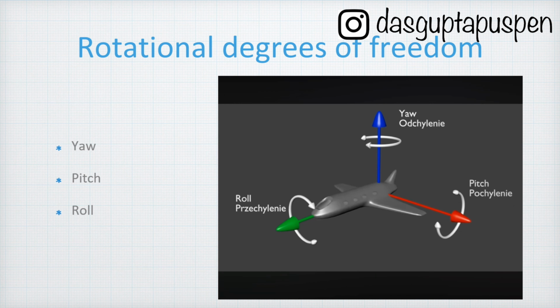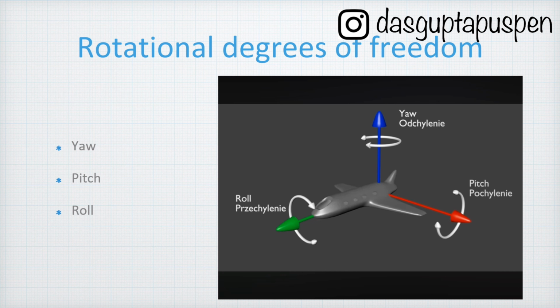Now, any motion of the human body can be described by 6 degrees of freedom, 3 rotational degrees of freedom and 3 translational degrees of freedom, which are mutually independent. They cannot be described by any other degree of freedom. So you need to know all 6 degrees of freedom, 3 rotational and 3 translational. So we'll start with the 3 rotational degrees of freedom, which are called yaw, pitch and roll. How do you remember this? Just imagine your face if you don't want to imagine the aeroplane.